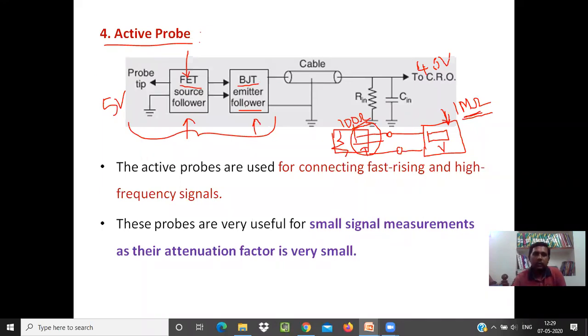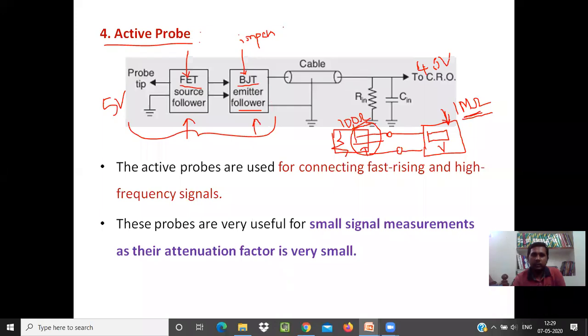The second one is the impedance matching circuit. This BJT is used as an emitter follower circuit, as we might have studied in your previous semesters. It is an impedance matching circuit. Voltage follower, emitter follower, or you can say voltage follower. It is a buffer amplifier. Yes, buffer amplifier. Input and output are the same, that is a unity gain amplifier.